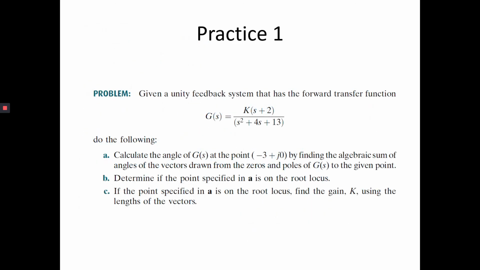Okay, so you can also try this practice using the same method of angle criterion. First, you need to calculate the angles by drawing the open loop poles and zeros, and determine the angle to this point, negative 3 plus j0. Then determine if the point specified in A is on the root locus or not using the angle criterion, (2k plus 1) multiplied by 180. If the point specified in A is on the root locus, meaning that the angle is equal to 180, then find the gain k using the magnitude criterion, k equal to 1 over the magnitude of GH.